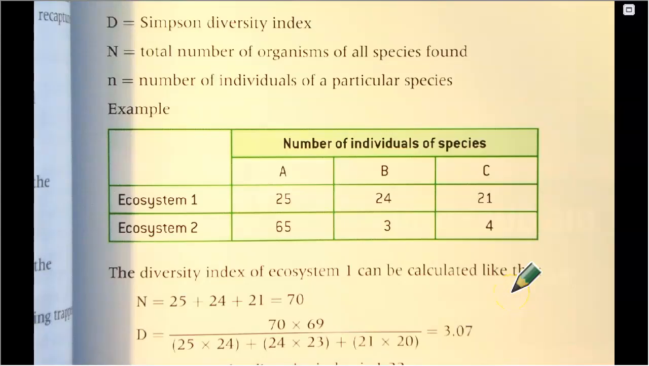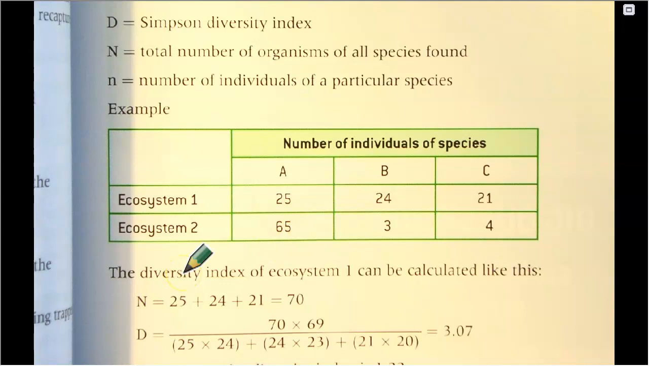So this is the example from the book. Let's just take a quick look at it. We've got 2 ecosystems here. You can see in ecosystem 1, there are 3 different species, and the number of those species are fairly evenly distributed. In ecosystem 2, we have the same 3 different species, but the distribution is significantly skewed towards species A.